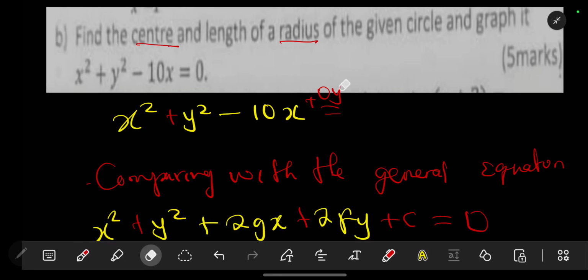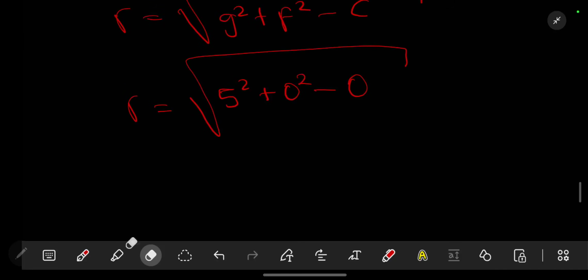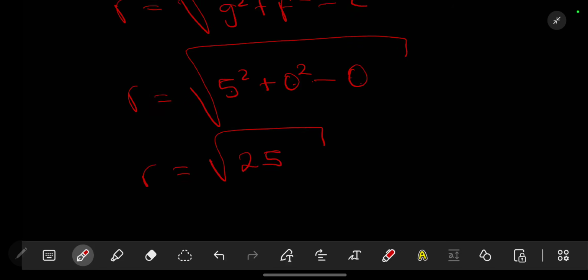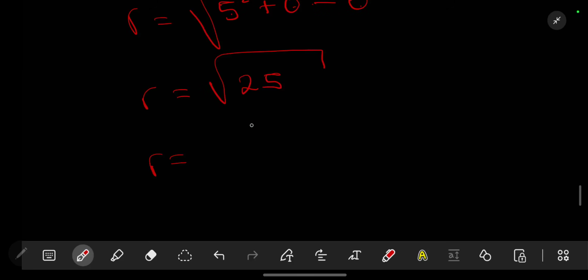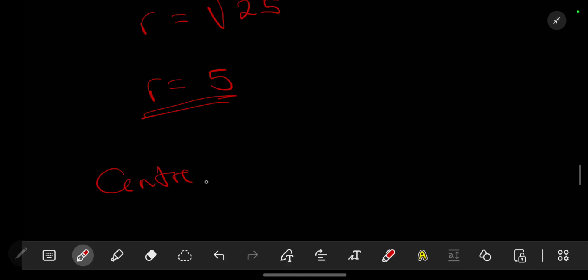I've done these topics in separate videos. So we have r equal to the square root of 5 squared plus 0 minus 0. 5 squared is 25, so r is equal to the square root of 25, which is 5 like that. So this is what we have for r. Our center is 5, 0, and our r is equal to 5.